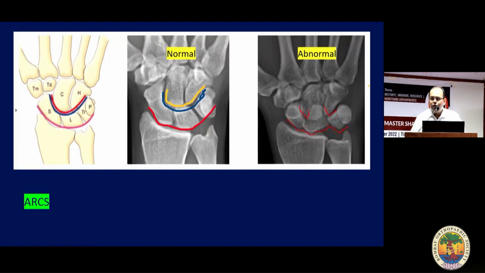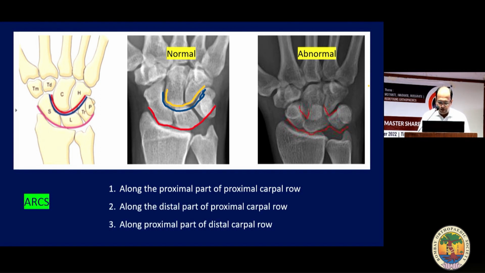So what do we mean by arc? An arc means a line drawn along the proximal part of the proximal carpal row. That is one line. The second line is drawn along the distal part of the proximal carpal row, and the third line is along the proximal part of the distal carpal row. If you see any disturbance in these lines, that means there is a problem in the carpus.